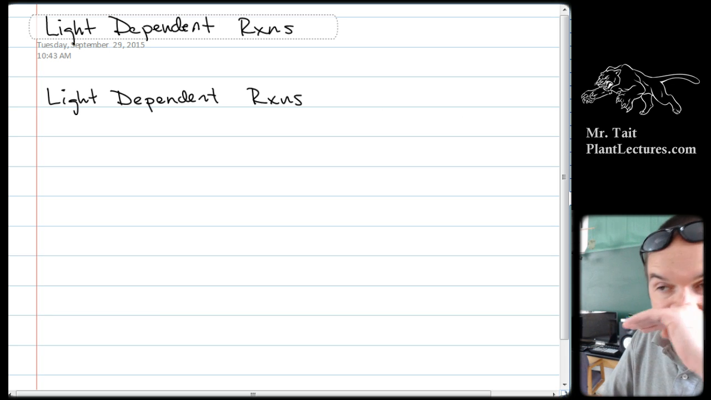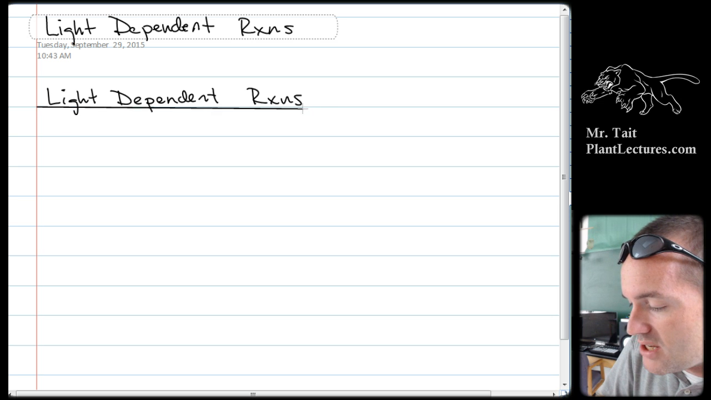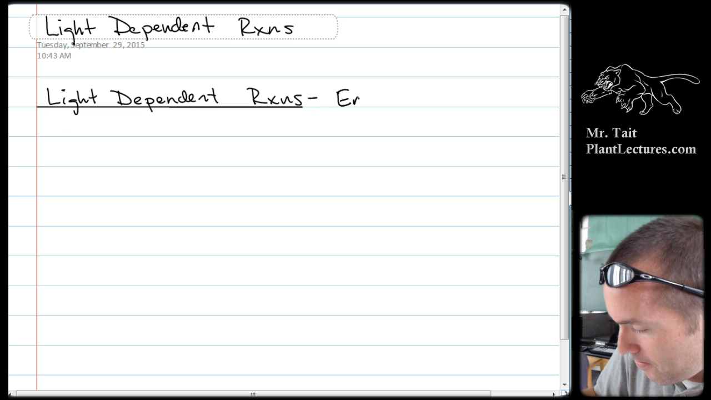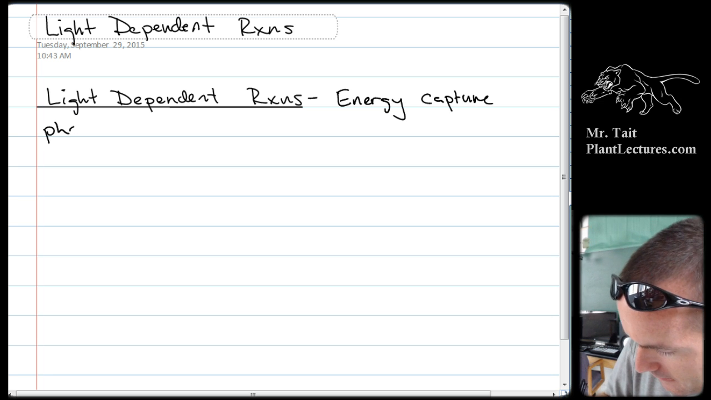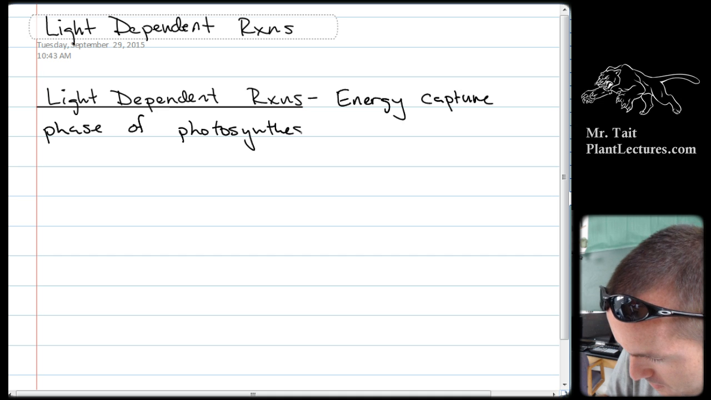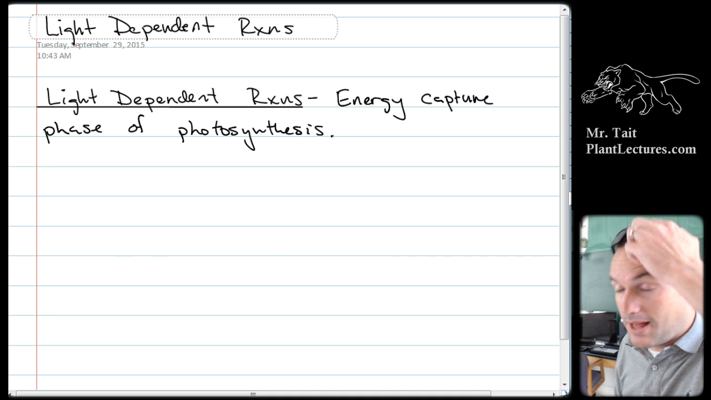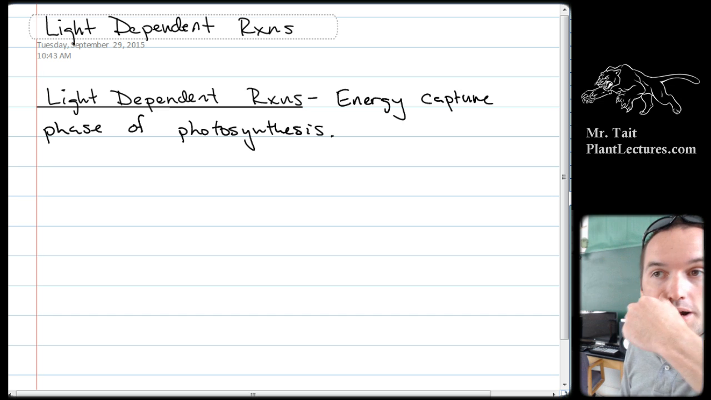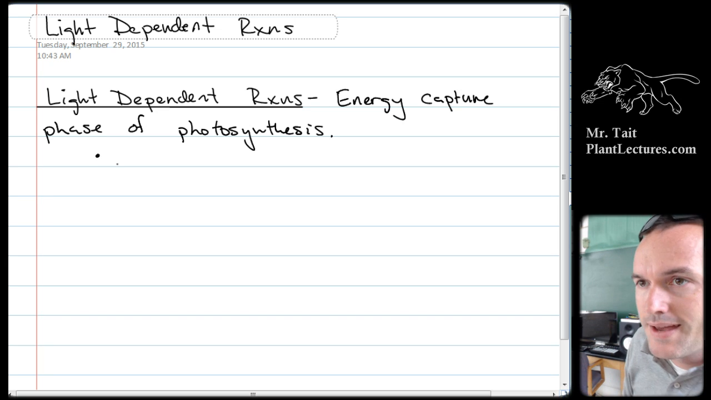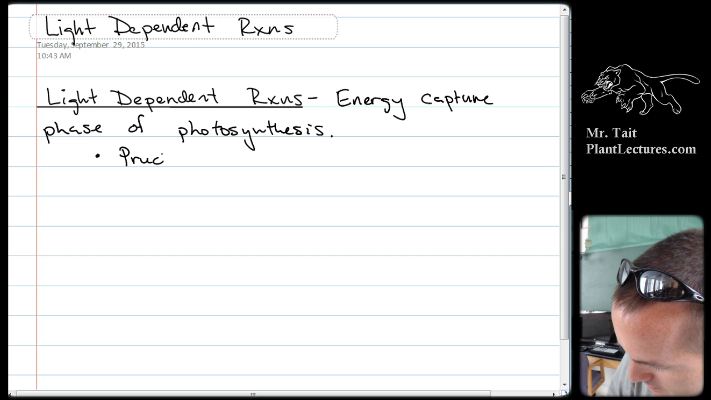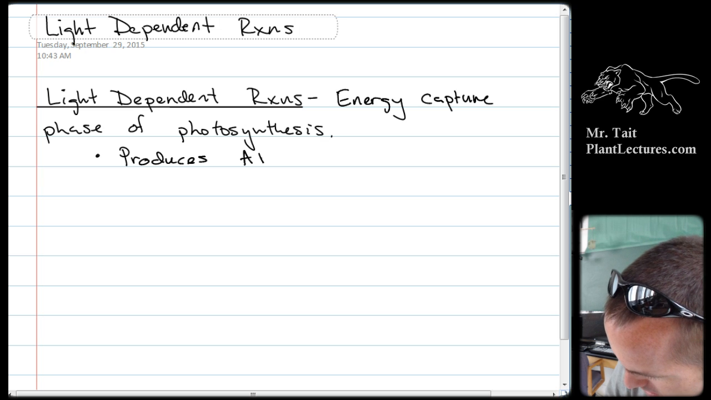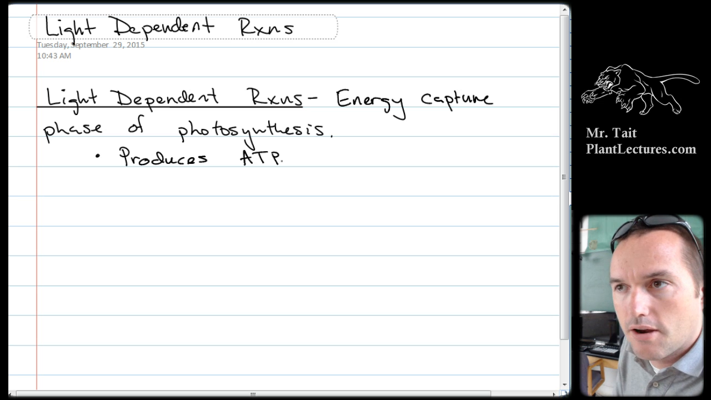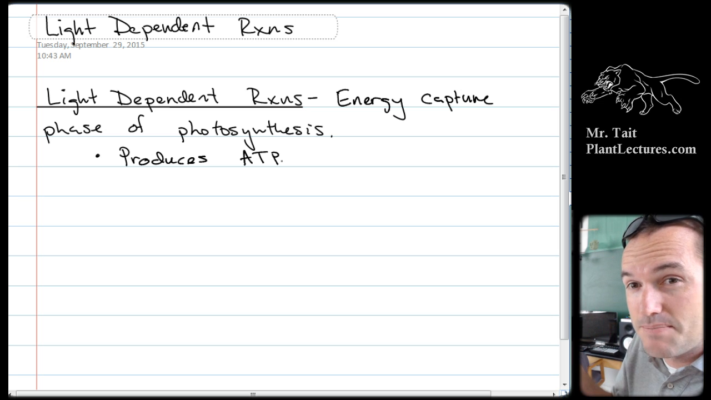Obviously, we know they're dependent on light, so they have to have light. This is the energy capture phase of photosynthesis. We know that photosynthesis is going to use light, and so we're going to capture energy from light, and we're going to produce two molecules. Molecule number one is ATP, and molecule number two is that high energy electron carrier that's used in photosynthesis. It's called NADPH.